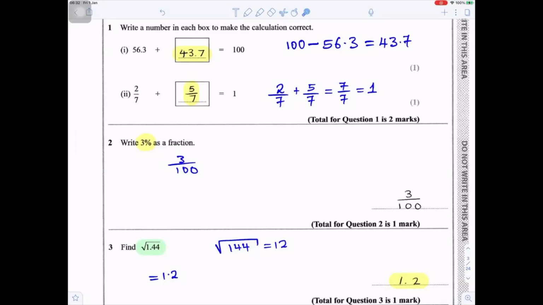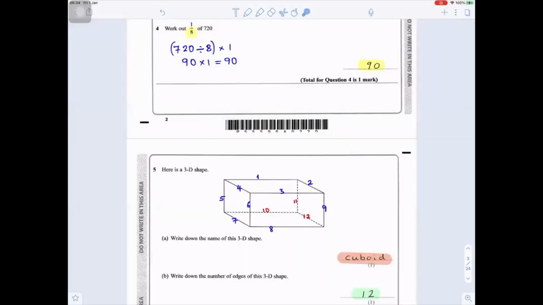Question number 2. Write 3% as a fraction. To change a percentage to a fraction, you divide by 100. So it's just 3 divided by 100. And you cannot simplify it anymore, so you leave it as 3 over 100. Question number 3. Square root of 1.44. If you put that in your calculator, it gives you 1.2. So that's straightforward.